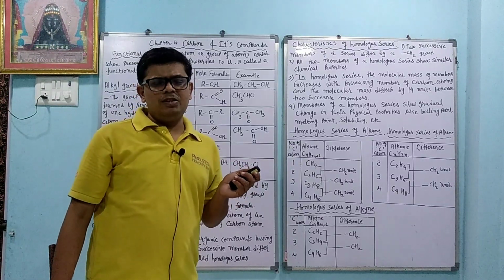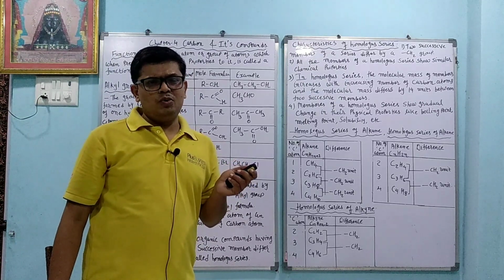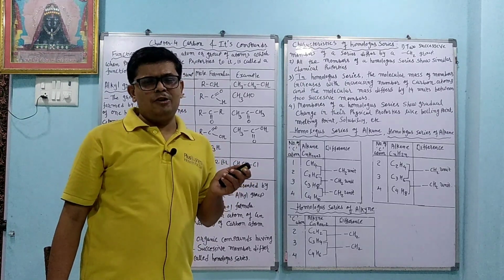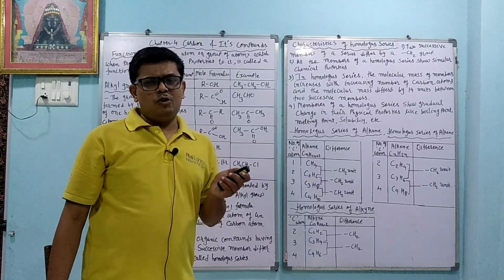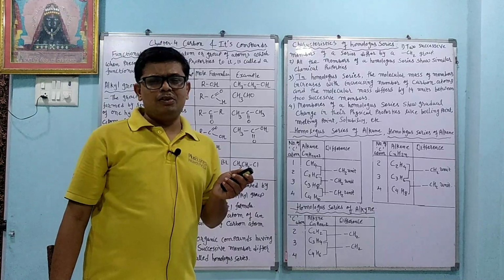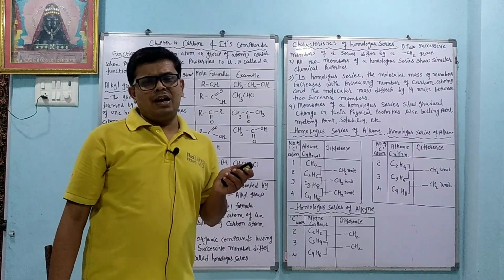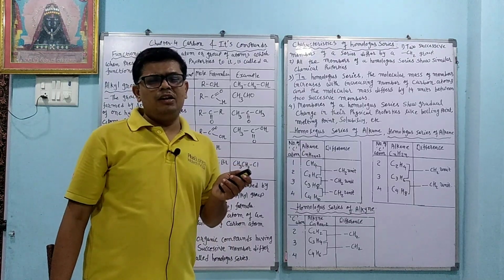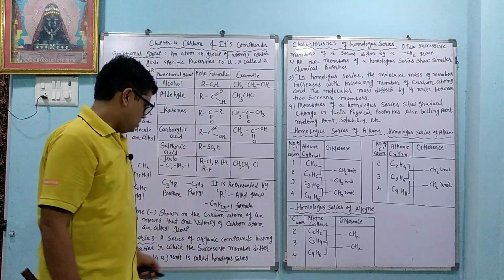The weight of the CH2 unit is 14 units, because carbon is 12, and in CH2 one carbon is present and two hydrogens are present. One hydrogen weighs 1, and with two hydrogens it is 2, so 12 plus 2 is 14 units. So between two successive members in alkane, alkene or alkyne, the weight difference is 14 units, and this type of series is called the homologous series.